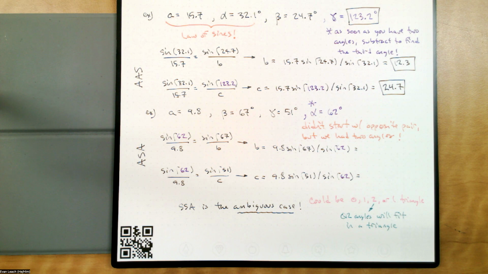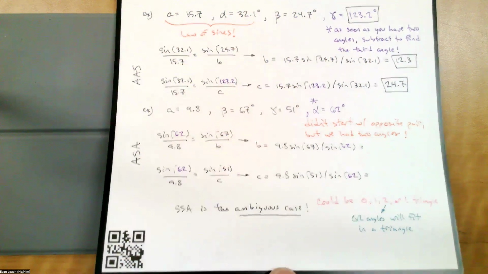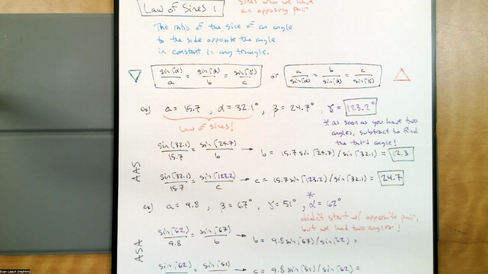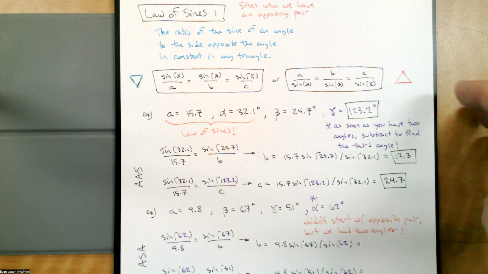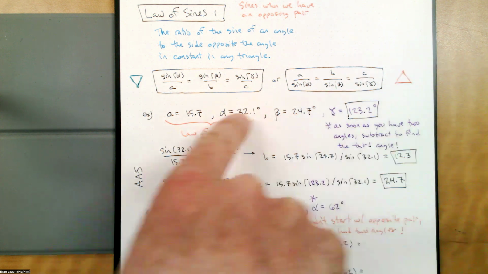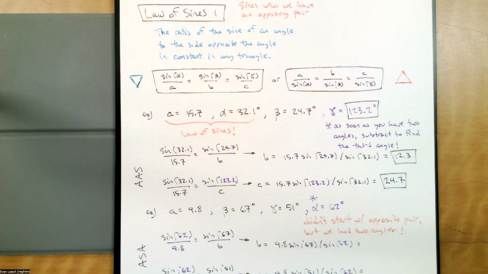You don't have to memorize the law of sines, you just have to remember the law of sines. The ratio of the sine of an angle to the side opposite that angle is constant in any triangle. A over sine alpha equals B over sine beta equals C over sine gamma. See, I can't even say it this way. I can only say it this way: sine alpha over A equals sine beta over B equals sine gamma over C.